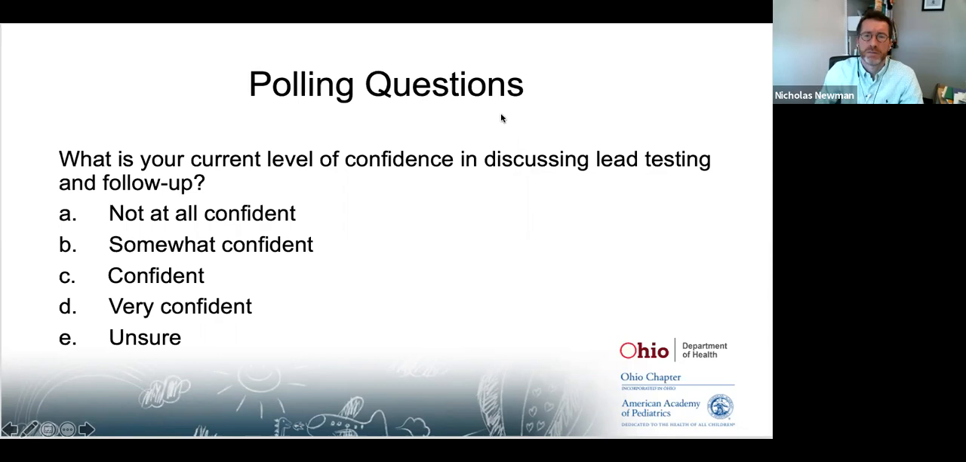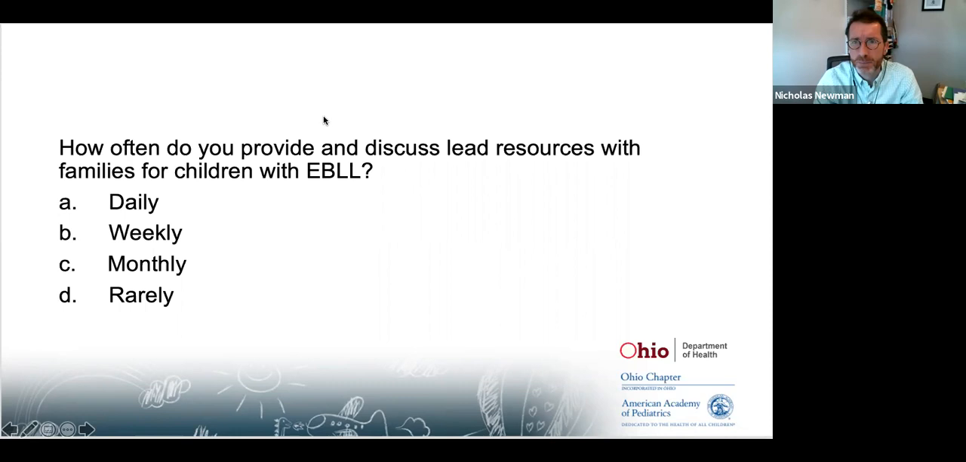Okay, so it looks like the majority of people are confident. That's good. And the next one: in your practices, how often do you provide and discuss lead exposure with families? Depending on the makeup of your practice, you may be doing this pretty often or not often at all.